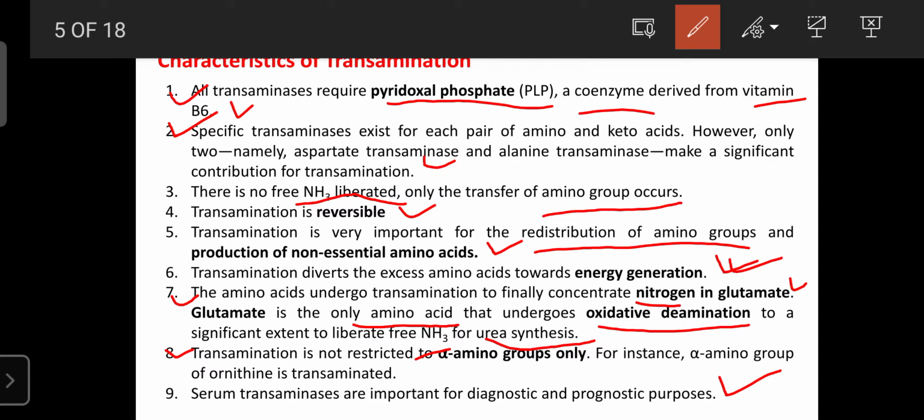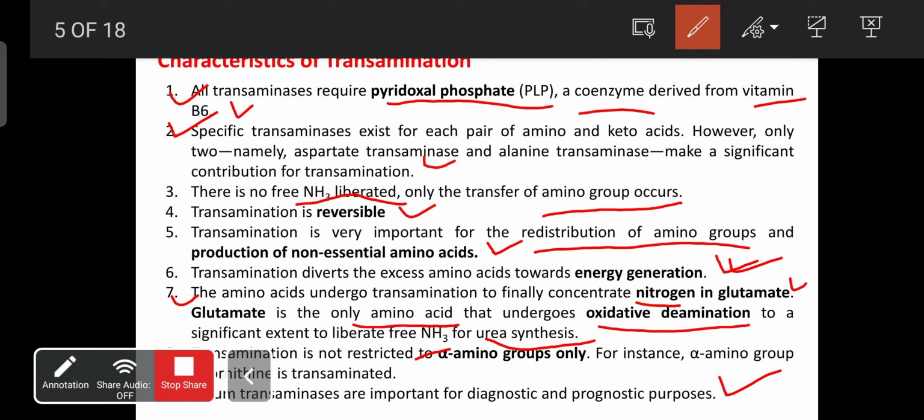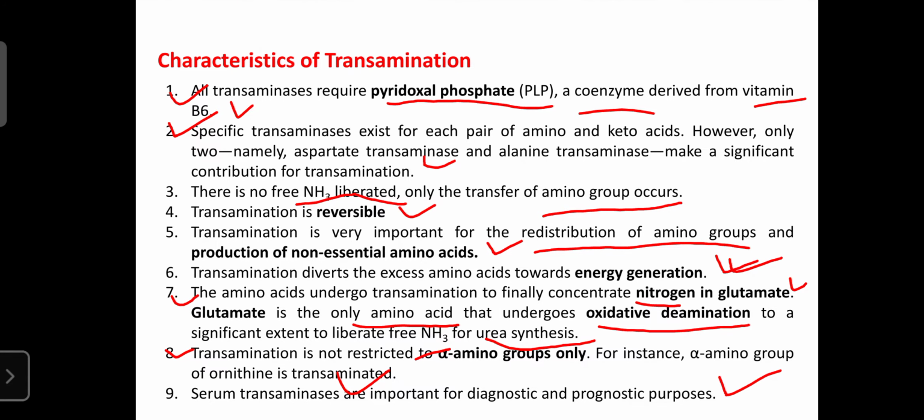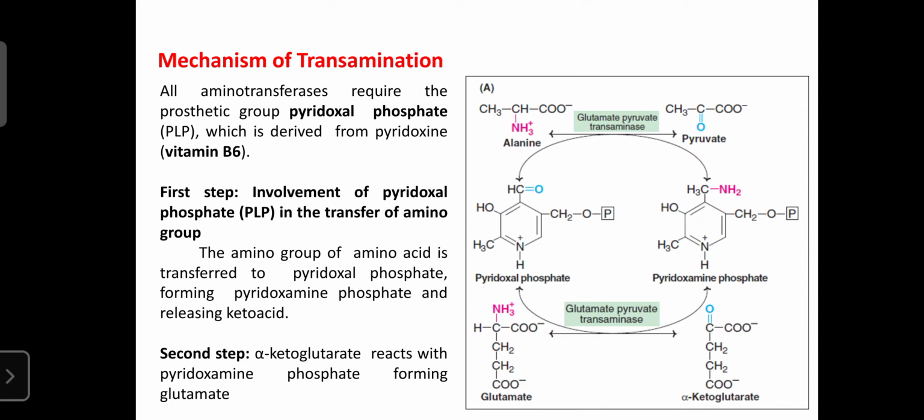This is helpful to note down whether patients are cured of that disease, or whether the therapy is sufficient to cure the disease or not. That is also estimated with the help of transaminases from our blood. So these are the various characteristics of the transamination reaction. Now we can go on to the mechanism of the transamination reaction.